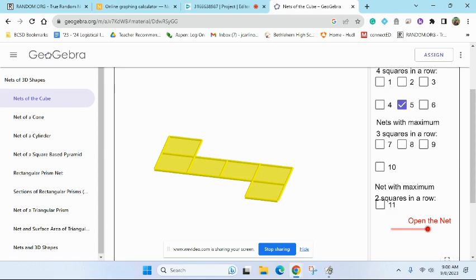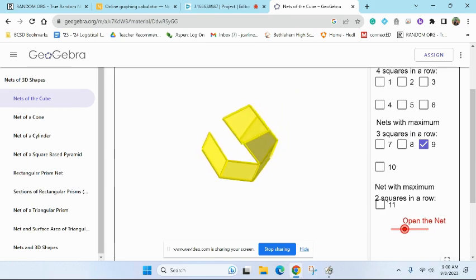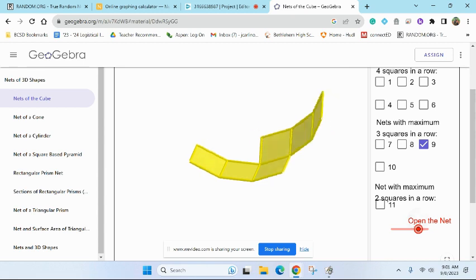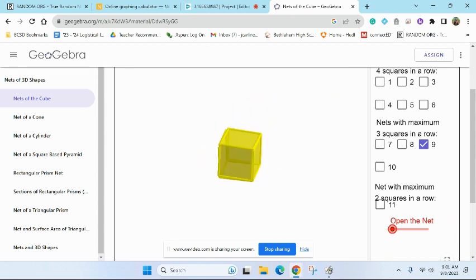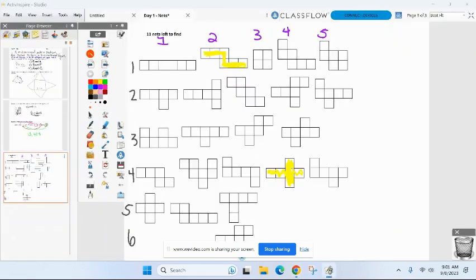Is that the same one? No, it's not. There we go. Yep, ready? So this one here becomes your base. All right, this square here becomes your base. Fold up over top and come through. Okay, we're all good. All right, next one.